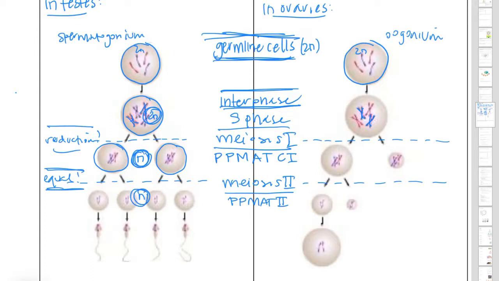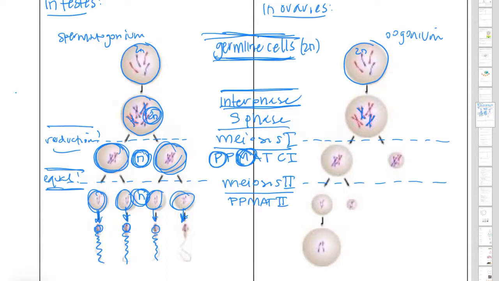So this right here, we started with 2N, and then we went down to 1N. This stays at 1N. So we have PPMAT happening, and we have replicated chromosomes here, but it's haploid cells, and that produces 4 genetically unique haploid cells, because during prophase 1 we had crossing over, and during metaphase and anaphase we had independent assortment, and so we get 4 genetically unique mature sperm.